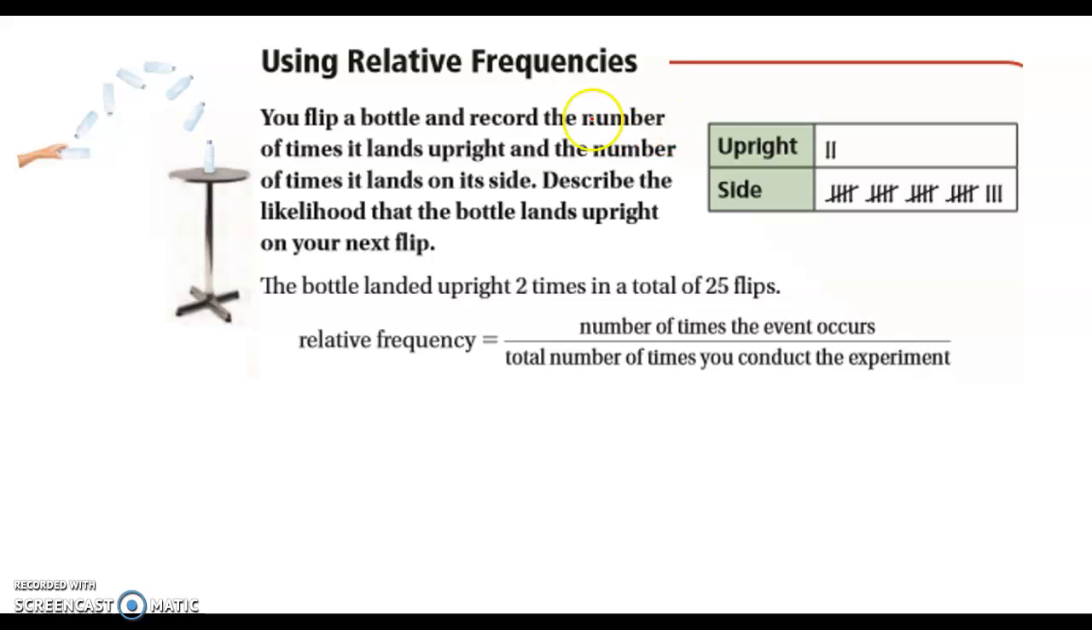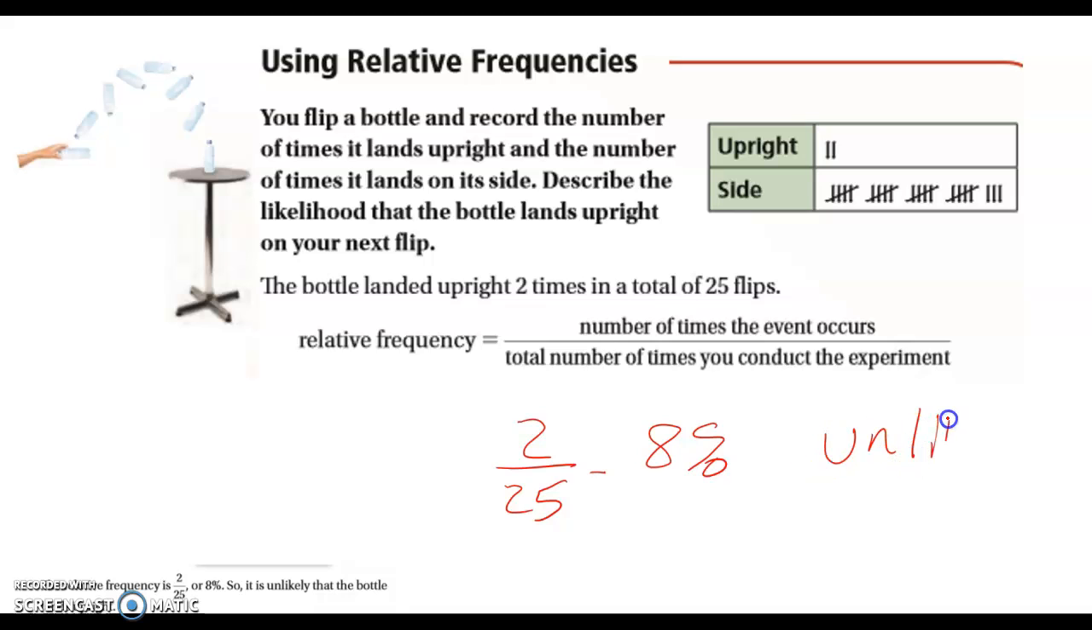So you flip a bottle and you record the number of times it lands upright and the number of times it lands on its side. Describe the likelihood that the bottle lands upright on your next flip. The bottle landed upright 2 times, and you did the experiment 25 total times. So you would say it landed 2 out of 25, which would be 8%. And so that is unlikely. It's not impossible, it's just unlikely.